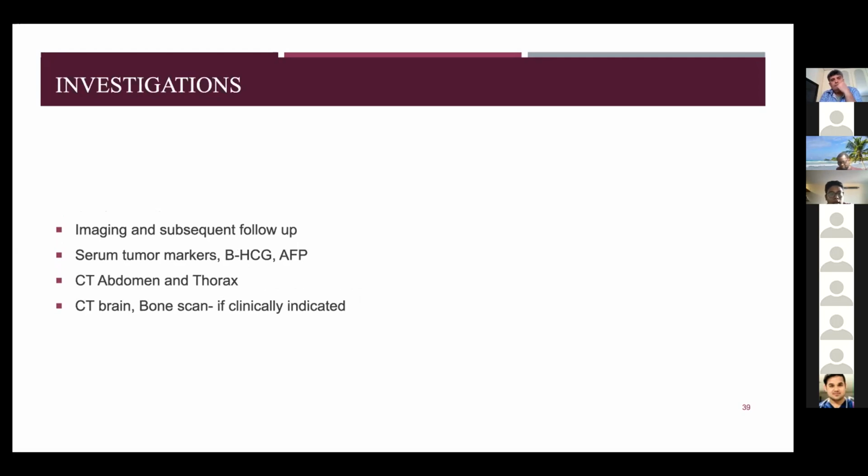For investigation, imaging with subsequent follow-up should be maintained. Serum tumor markers such as beta-HCG and alpha-fetoprotein are not usually raised in seminoma, and if raised, it might suggest metastasized non-seminoma germ cell tumors. CT abdomen and thorax should be done to look for any metastases, and if clinically indicated, a CT brain or bone scan should also be done.